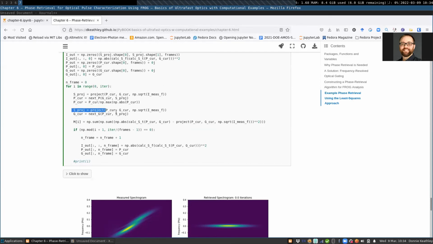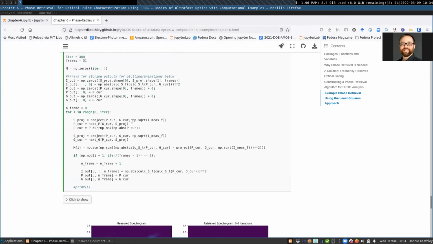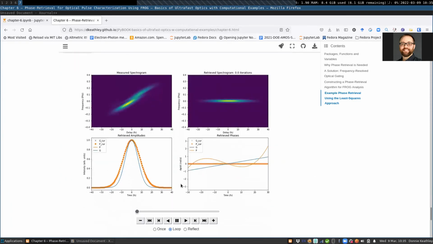So then we project again based on that new updated P value. And then we calculate our next G value based on that newly calculated P value and the new projection of S. And then we just iterate this over and over, okay? Now I have this little convenience thing here that basically says that every so many frames, every so many iterations, grab all the data and save it so that we can make a movie and watch it. And so that's exactly what we do here.